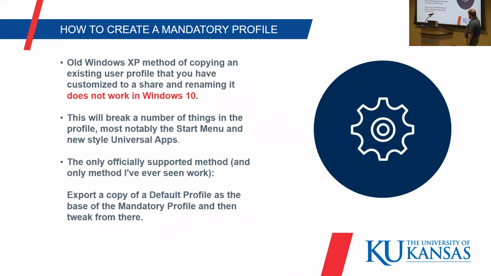This will lead to the broken things I was talking about, the start menu, the search function, any of the new universal apps, the Metro apps, the things they've been putting out since Windows 8 will not function if you try to do this. The only officially supported method, and the only method I've ever seen work, is to start with a default profile as the base of the mandatory, and then go in and manually assign extra rights both to the profile folder and to the registry keys under the ntuser.dat file.